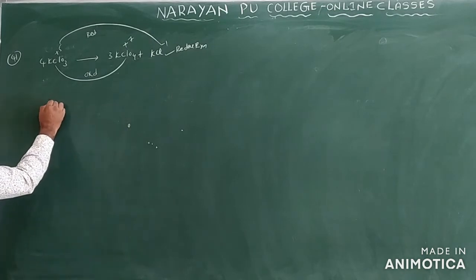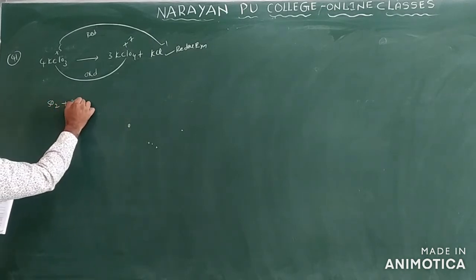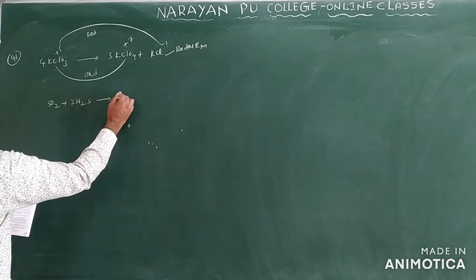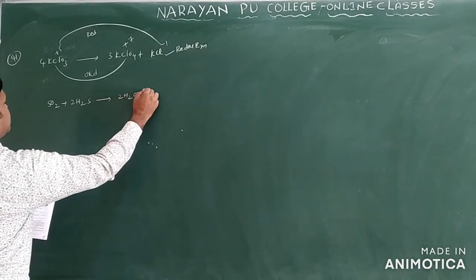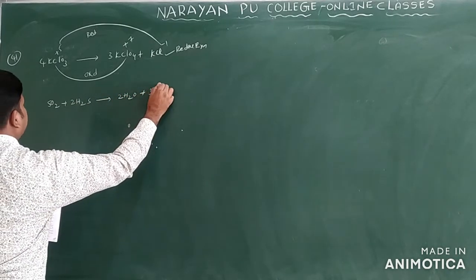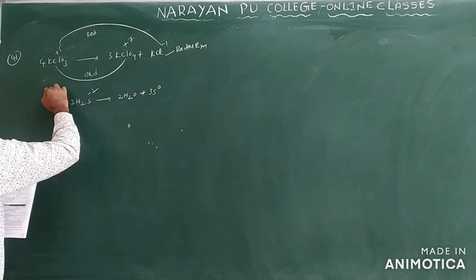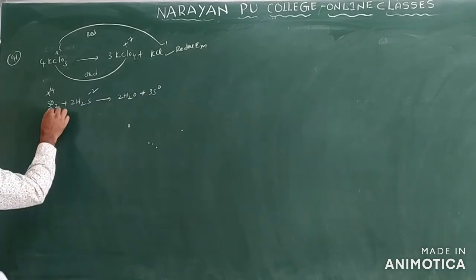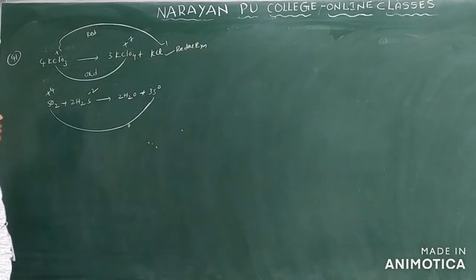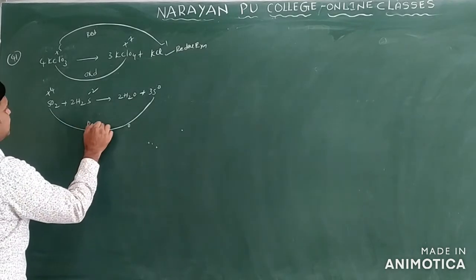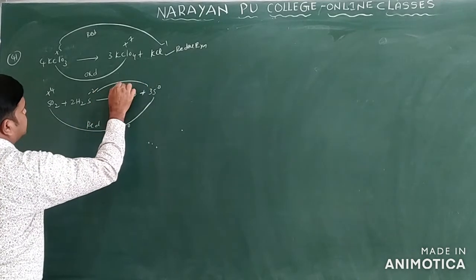Come to the second one, we have SO2 plus 2H2S gives rise to 2H2O plus 3S, sulfur 0. Here sulfur is minus 2. Here sulfur how much? Plus 4 only. Here plus 4 to 0, decreasing oxidation number. This is called reduction. Minus 2 to 0.